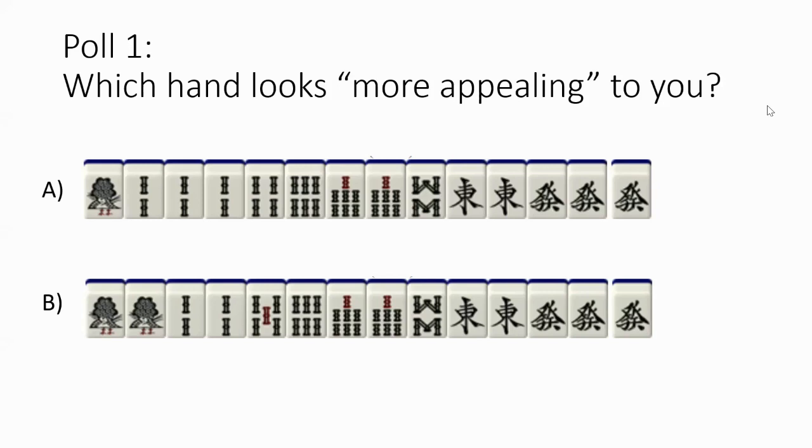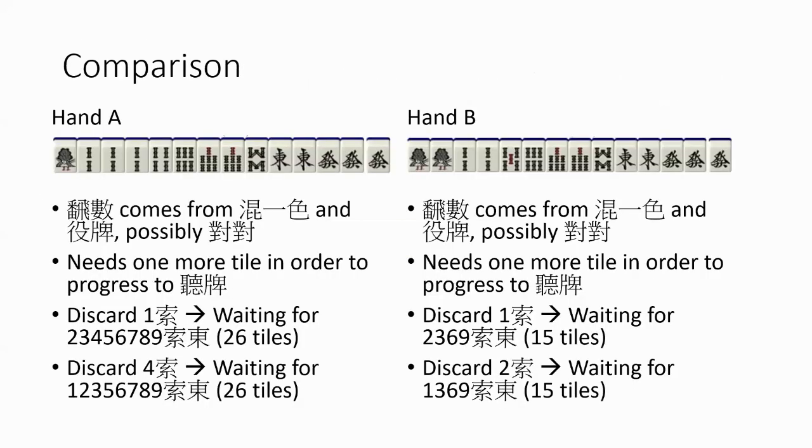On the screen, you should be able to see the results. We have altogether 5 people doing this polling. 2 of you think that hand A looks more appealing, and 3 of you think that hand B looks more appealing. Okay. Actually for this question, we do not really have a right or wrong answer, to be honest. But through this example, we can try to do some comparisons between these two hands, okay?